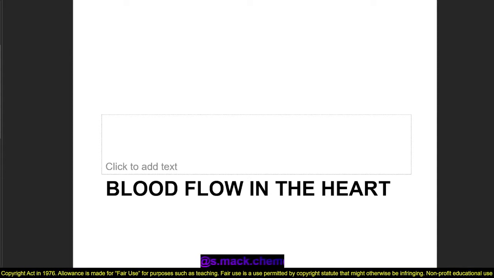Let us explain blood flow in the heart. Before we do so, you should be able to name the 4 chambers of the heart. You should be able to identify where the 4 chambers of the heart are in looking at a diagram of the heart. You should also understand that the right side of the heart contains deoxygenated blood and the left side of the heart contains oxygenated blood.